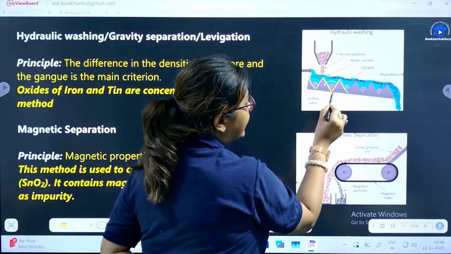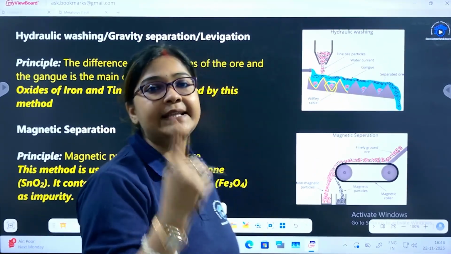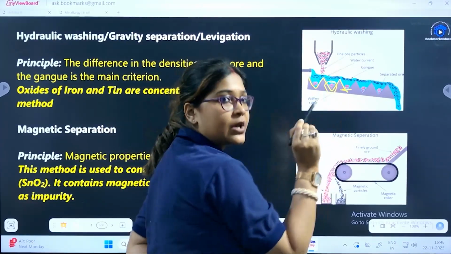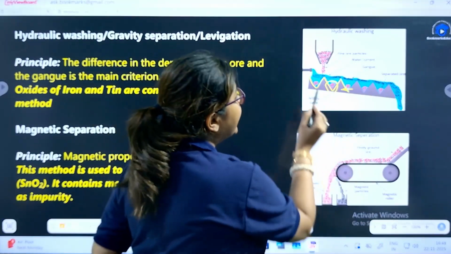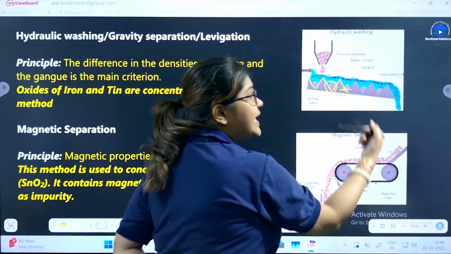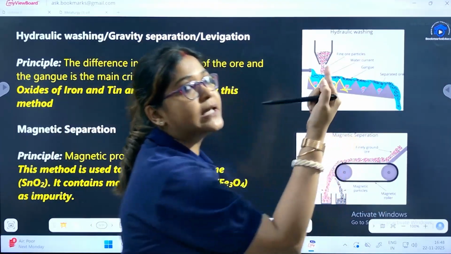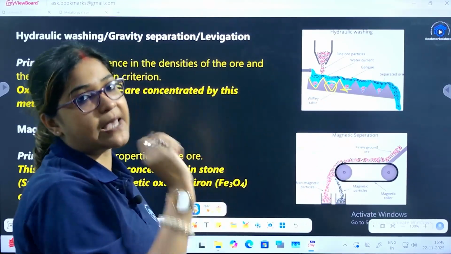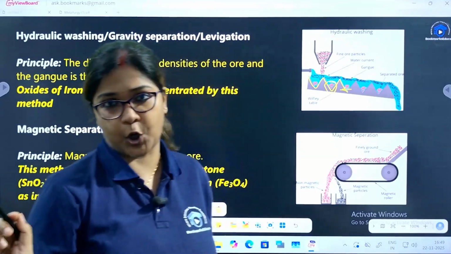You see the red particles? These red particles are the ore particles which, being denser, settle at the bottom and are collected in the grooves, whereas the gangue or impurities, which are lighter, are flushed down by the water. Okay? So you see that because there is a density difference between the ore particle and the impurities, this is how you can utilize the gravity separation technique to separate the ore particles from the impurities.